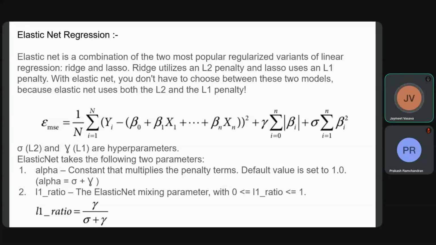So the elastic net takes two parameters, the first of which is alpha. Alpha is basically sigma plus gamma, and the second parameter that it takes is L1 ratio. You can see the mathematical representation of L1 ratio, which is gamma divided by sigma plus gamma, or gamma divided by alpha. And the value of alpha is 1 by default, and the L1 ratio lies between 0 and 1.